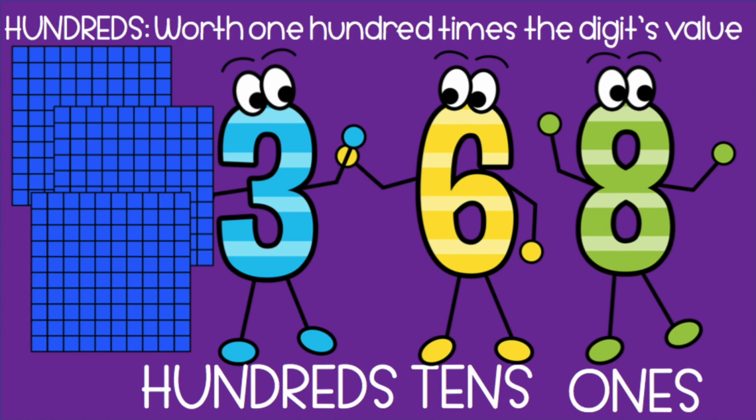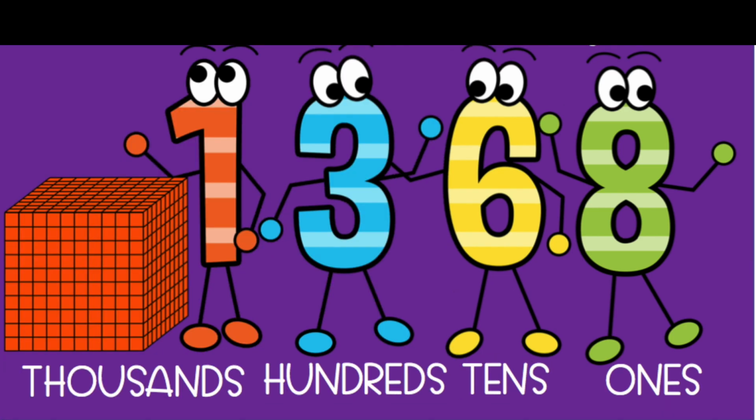Next, we have the hundreds. Hundreds are worth 100 times the digit's value. So this 3 digit here is not just worth 3, it's worth 300. It's also represented by those giant flat squares that we use in our base 10 blocks. Next, we have the thousands. 1,000 is worth 1,000 times its digit's value and is often represented by those giant cubey things.